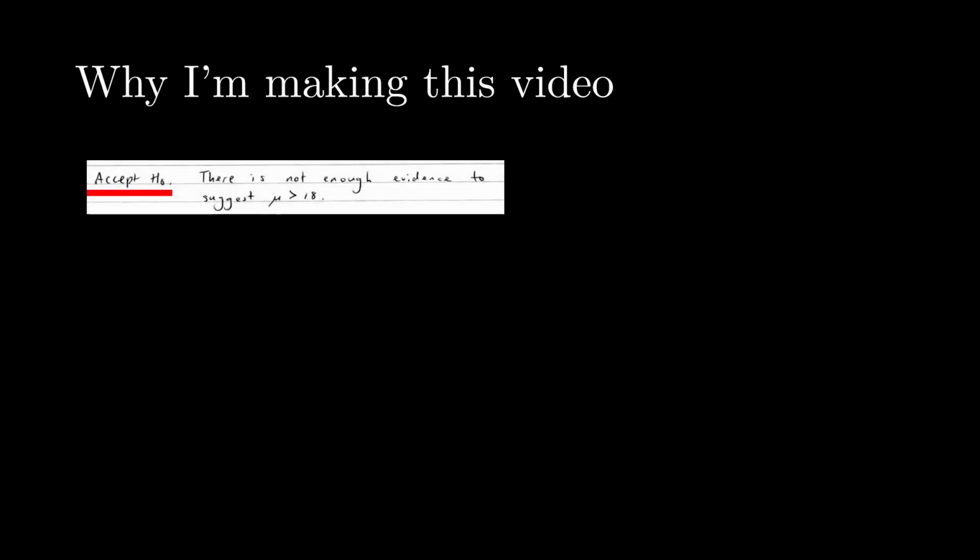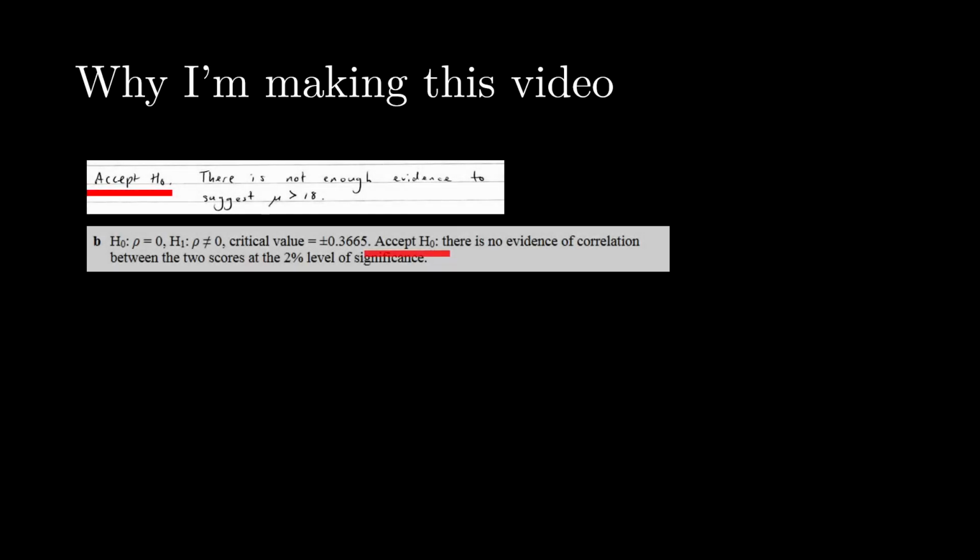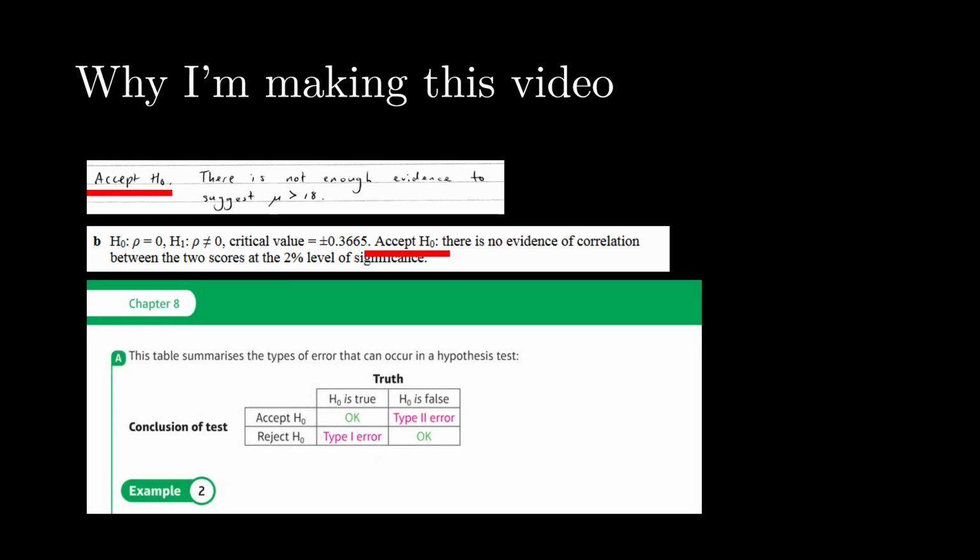Well, actually, let's first talk about why I'm making this video. If you look at how some people answer hypothesis testing questions in some exams, you might see that they accept the null hypothesis, like in this case and in this case. And also in the textbook, if you do Further Statistics 1, you learn about type 1 and type 2 errors. Even the textbook gets this wrong, and they say you can accept the null hypothesis. But that doesn't really make sense if you think about it.